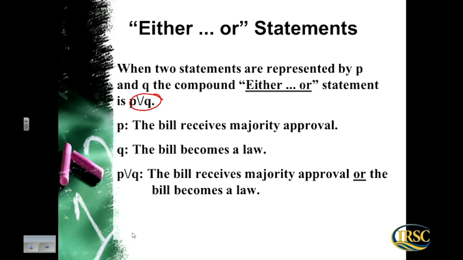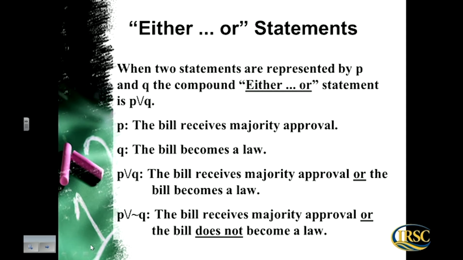So the next one that you have on your handout, I think looks like this. Is that right? Okay, so go ahead and fill that in, putting that into words. So hopefully you wrote something like this. The bill receives majority approval, or the bill does not become a law. Now, one of the things to keep in mind when you're looking at this chapter is that the tense of the sentence doesn't matter. It can be past tense, present tense, or future tense. And we're going to count that as the same answer. So don't worry about those types of things as you're writing.